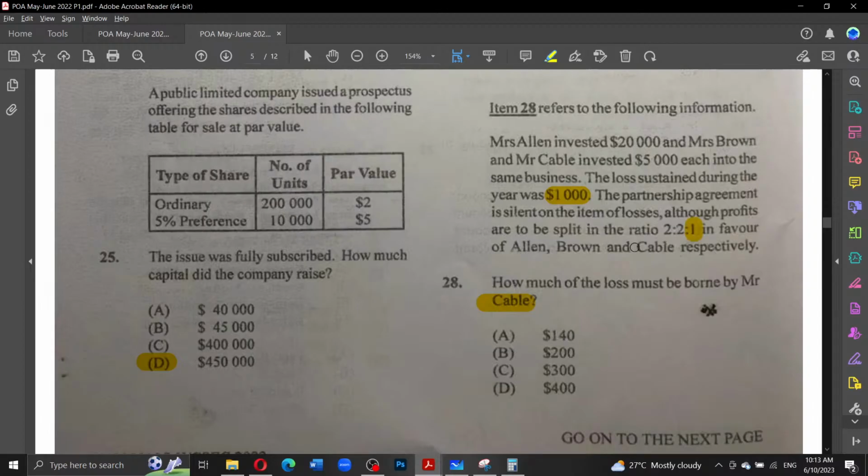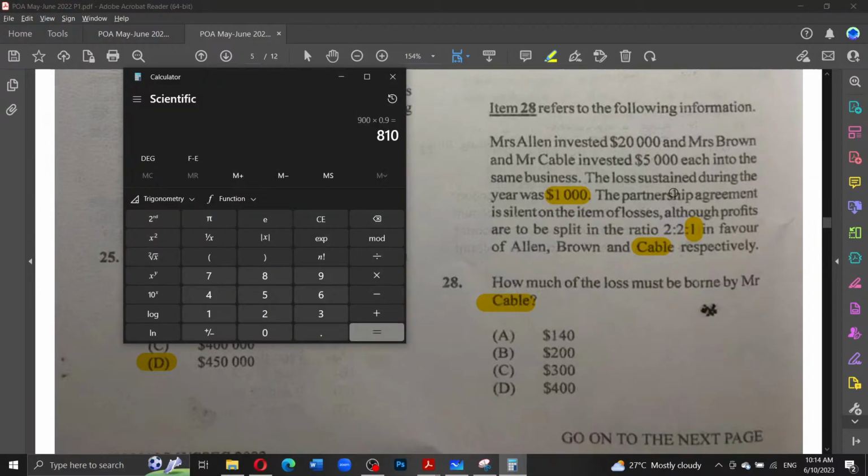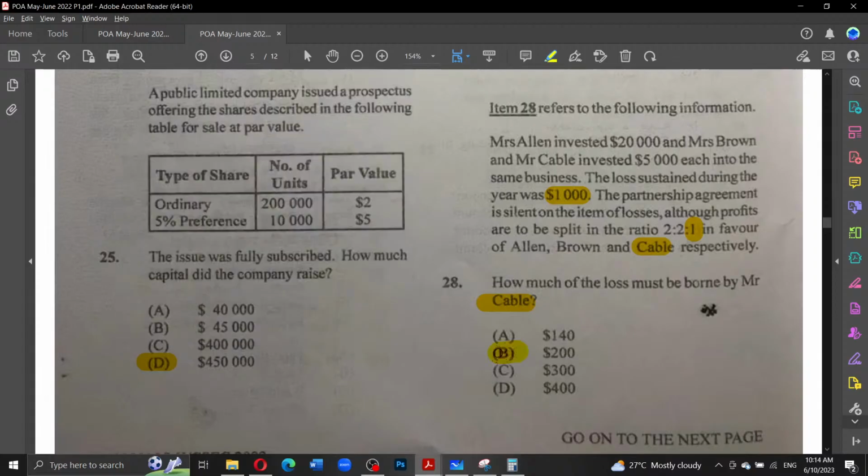Right? So listen to this. They are saying that it's silent with regards to losses. But once the profit is established, you're sharing profit in this ratio, the losses will be shared using the same ratio. So Cable will be receiving one of the shares, which means we have 5 shares in total. We have 2 plus 2 plus 1, and we are sharing $1,000. So Cable will be bearing $200 of the loss.